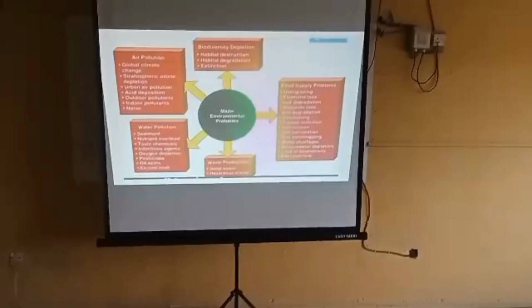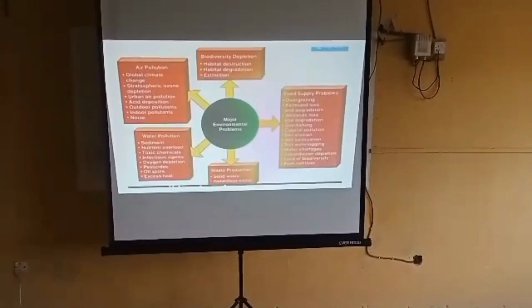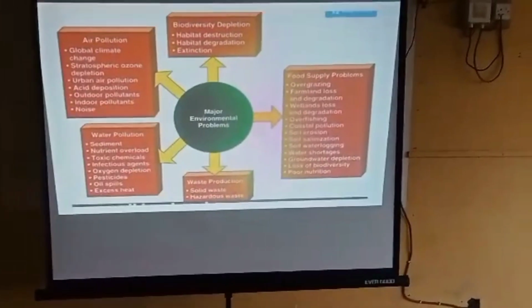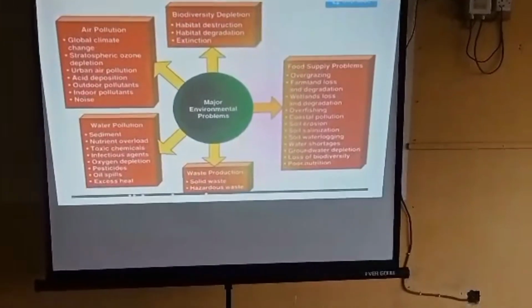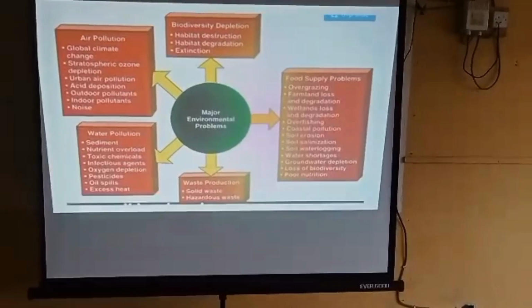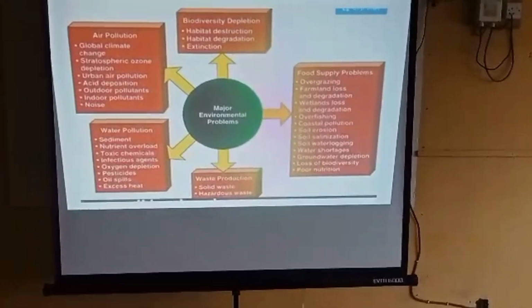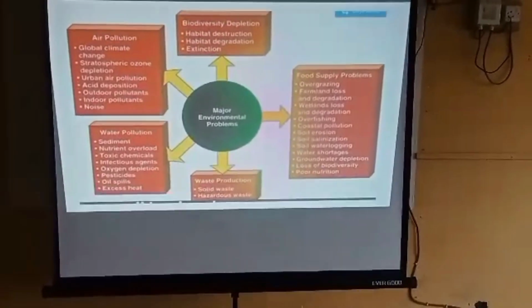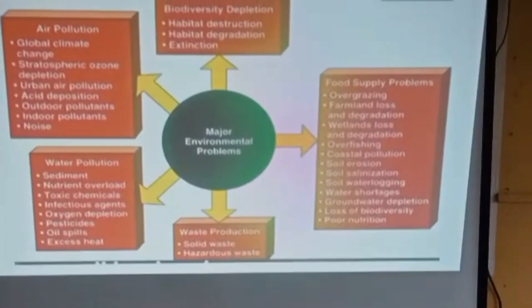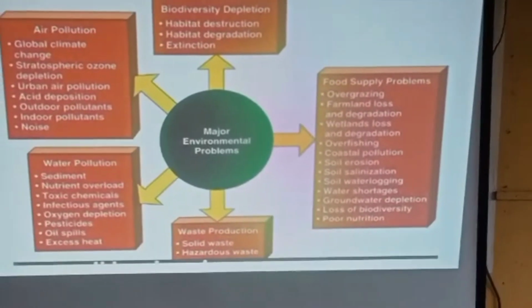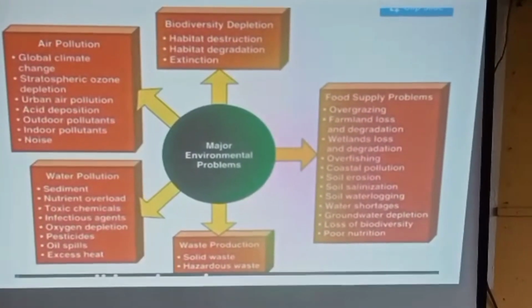So we want to say here that the environmental problems are not only limited to the ones in the discourse of this lecture. There are many. But based on this lecture, we want to limit the major environmental problems to these 5 major areas, which are the air pollution, water pollution, biodiversity depletion, food supply problem, waste production, with the sub points under them.